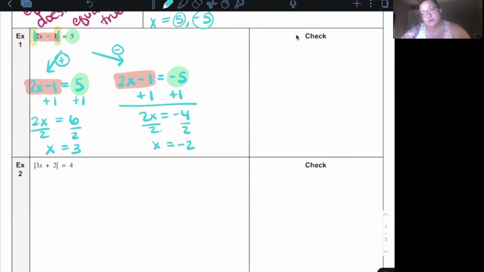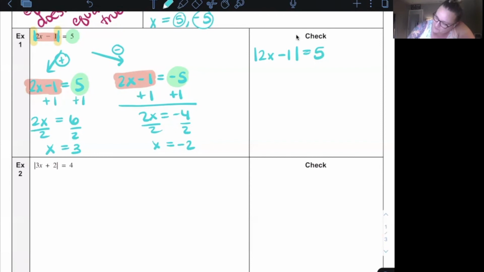What we have to do is check both solutions because one or both could be extraneous. So we've got to look for those extraneous solutions. So the absolute value of 2x minus 1 equals 5. When you check it, you want to plug it into the original equation. You want to plug it into the one with the absolute value symbols.